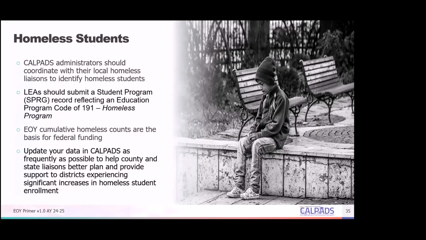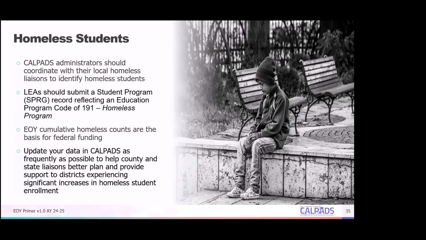For any student who has become homeless, LEAs should submit SPRG records that reflect an education program code of 191, homeless program, using the date that the student became homeless as the program start date. Homeless students qualify for Title I services and funding, LCFF funding, free lunch under the National School Lunch Program, and Sun Bucks summer EBT benefits. So it's important to support your homeless liaisons by providing training and guidance to school personnel, such as principals, counselors, teachers, and enrollment staff, meal services, and transportation personnel.